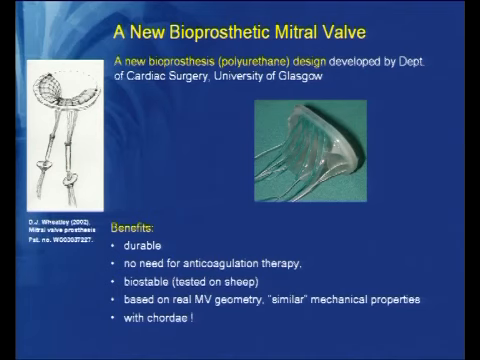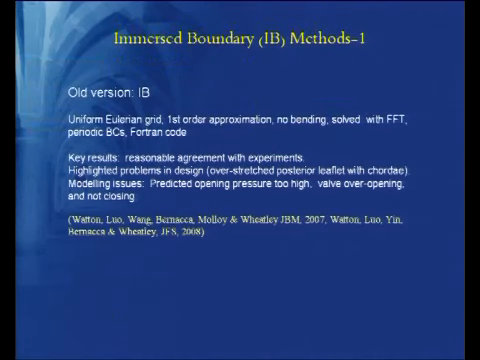So the problem came to us a few years ago from a group of surgeons at the University of Glasgow, and they designed a new bioprosthetic mitral valve. It is designed using polyurethane material, which is tested to be bistable, and it's very durable. You can design what shape you want, and most importantly, for the first time they incorporated the chordae, which can be adjusted after the operation, to pull and adjust to make it optimized. And they are supposed to be designed with similar mechanical properties, so they want to know whether it's good enough.